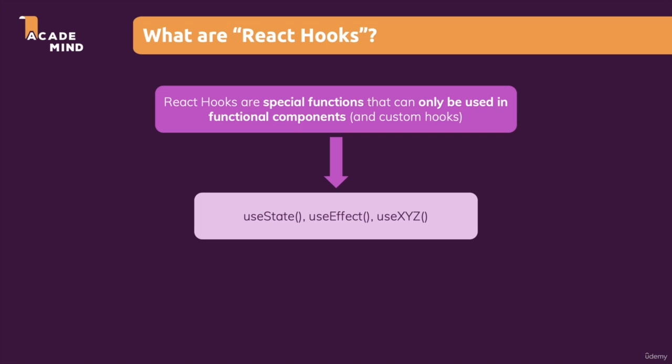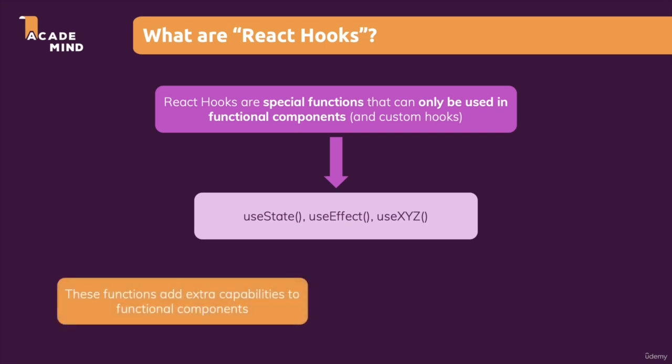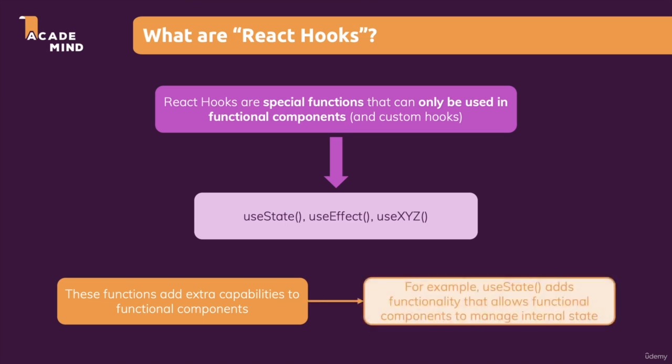Now, these extra functions, when called in your functional components, then add extra functionality, extra capabilities to your functional components. For example, with the useState hook, you can add the functionality to manage and change state in a functional component. And that's why React hooks are amazing, because with them, you don't need to switch between functional and class-based components. Instead, you can build your entire React application with functional components only.